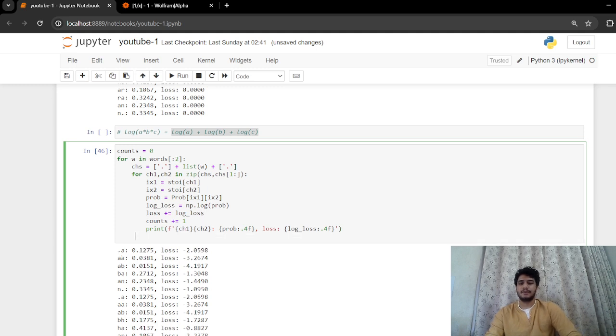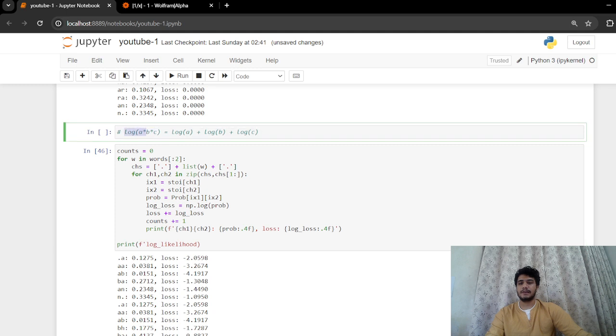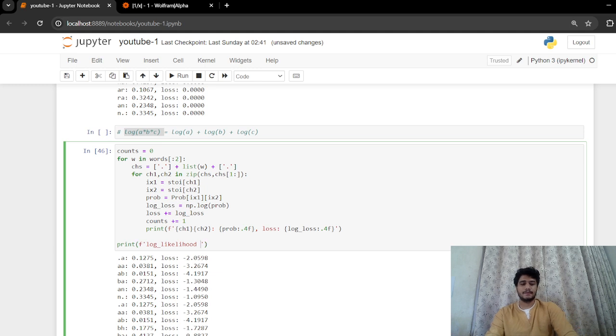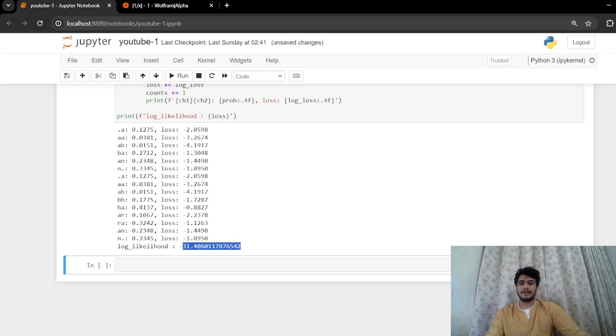And then what we do is just print the log likelihood. So this is the likelihood and we are taking the log of it. That's why we got the log likelihood as the loss. So this loss basically is the log likelihood, and if I print this, it is minus 31.